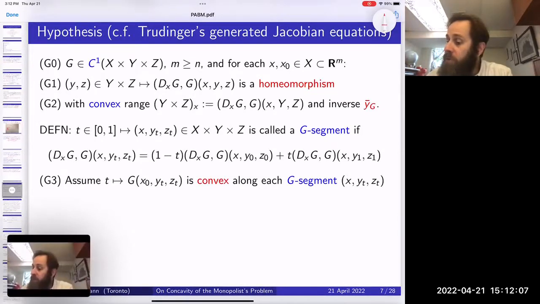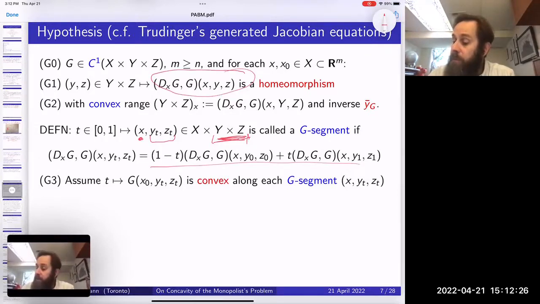So I want to look at curves in the product price space, for a given buyer type. And I'm going to call such a curve a G segment if its image under this nonlinear mapping is an affinely parameterized line segment.